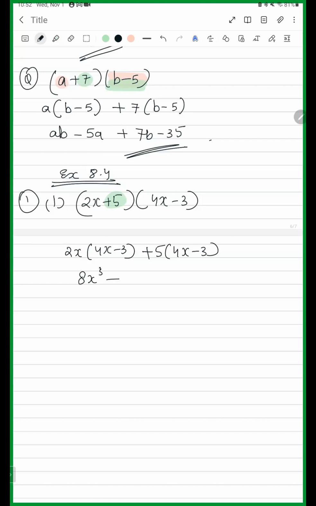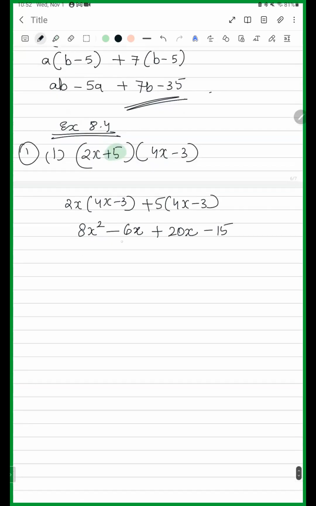8x square minus 6x. Then plus 20x minus 15. Very good. So can we solve these two things?